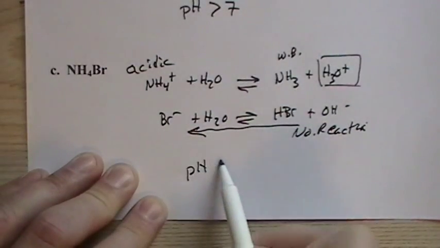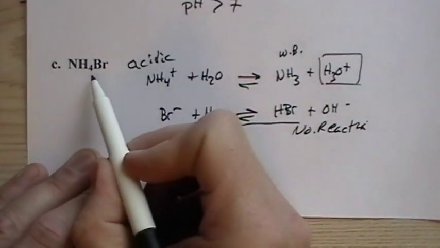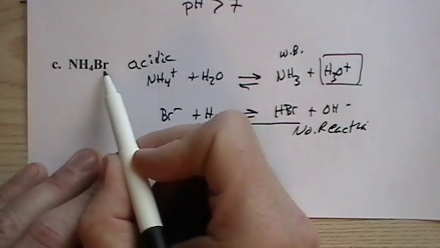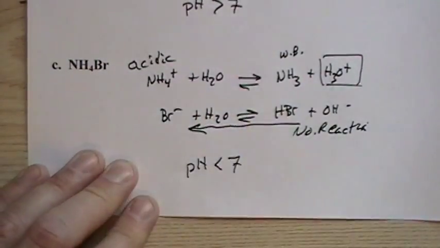And so pH less than 7. And we could have predicted that here. We'd see this is a weak base, strong acid, so it should be acidic. Okay, now the last one is a little tricky.